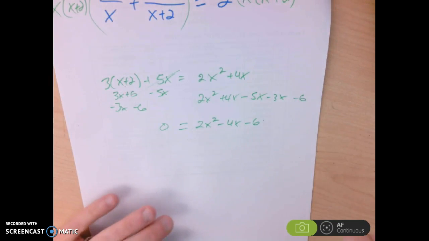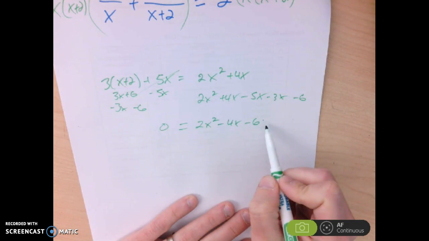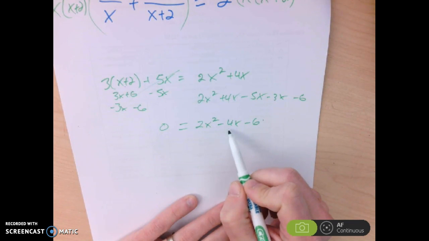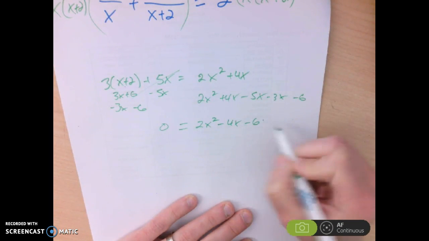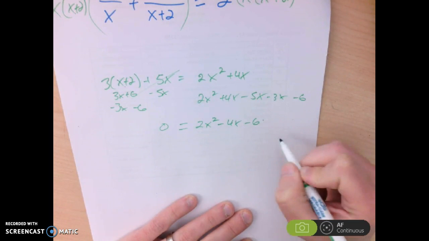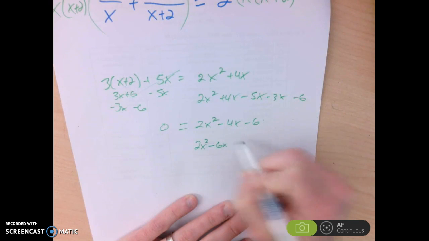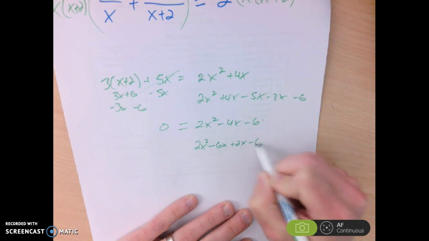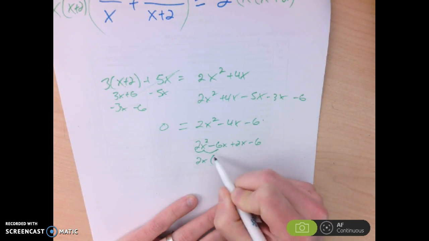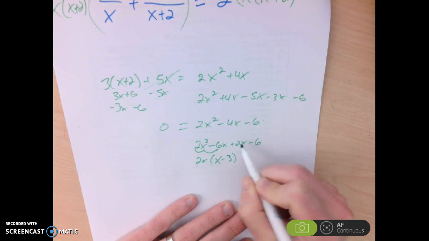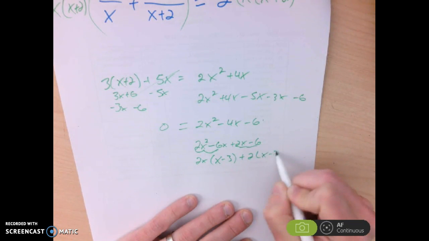And now I need to see if I can factor this. So I say, okay, let's see, factors of negative 12 that add up to negative 4. So I have that, right? Negative 12 is negative 6 and positive 2. So I can do 2x squared minus 6x plus 2x minus 6. My common term from here is a 2x, and I'm left with x minus 3. Plus, my common term from over here is 2x minus 3.